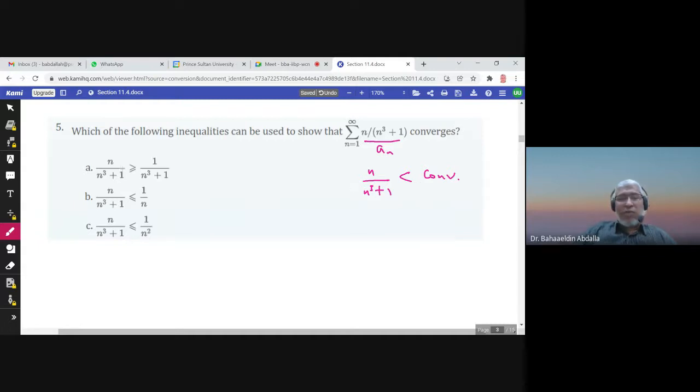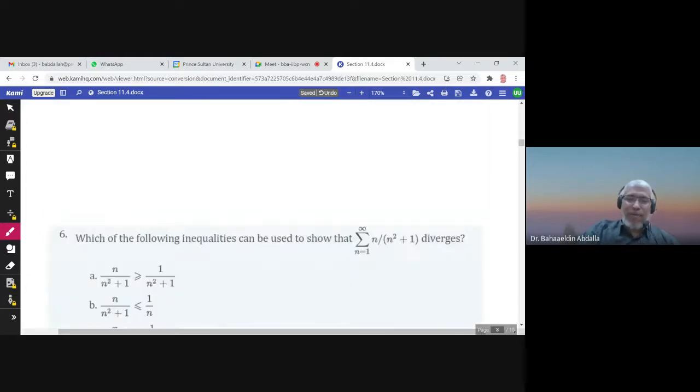So greater than is not good. Less than 1 over n is not good because this is divergent. But this one is the correct choice because n over n cube plus 1 is less than or equal to 1 over n square, and 1 over n square is convergent. So we can use this inequality to show that this series converges.